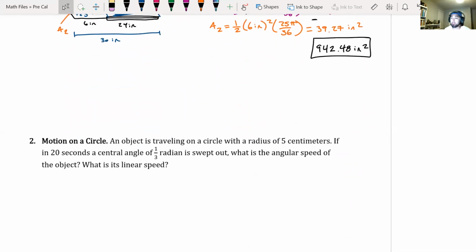An object is traveling on a circle with a radius of 5 centimeters. If in 20 seconds a central angle of 1/3 radian is swept out, what is the angular speed of the object? And what is the linear speed? Okay.